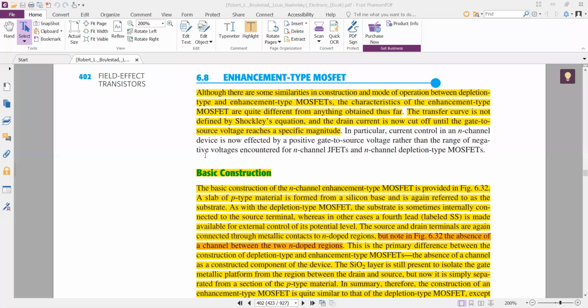So let's start today's lecture. In the previous lectures related to chapter 6, we studied the construction, working and symbols of JFET and depletion type MOSFET. Today we are going to study the working, construction and symbol of enhancement type MOSFET.